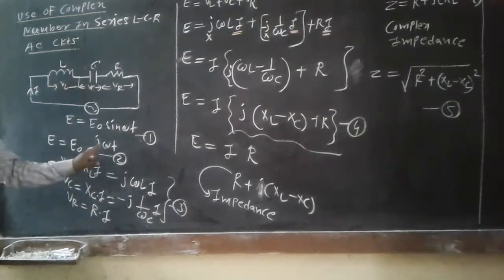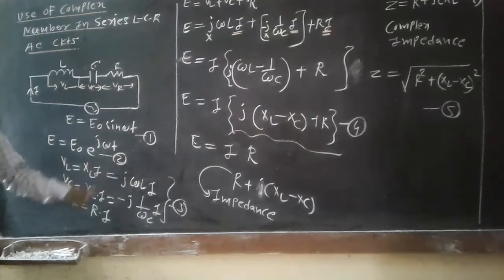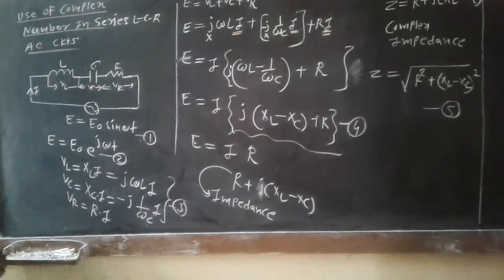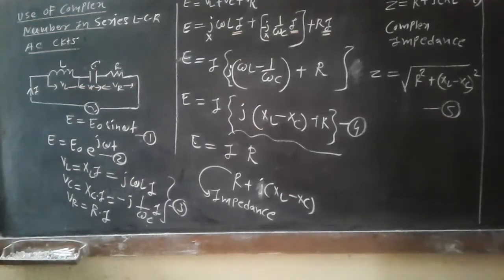If you take the expansion of e raised to j omega t, it is cos omega t plus j sin omega t. Cos omega t is the real part, which is absent, and j sin omega t is the imaginary part, which is present. So we can write E equal to E0 e raised to j omega t.